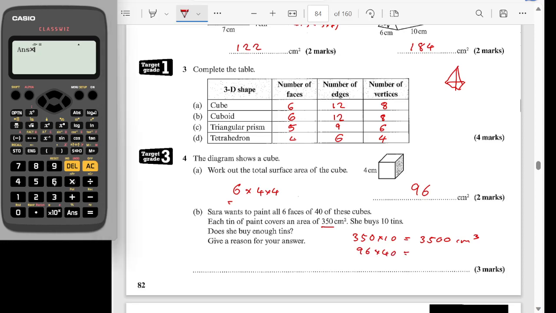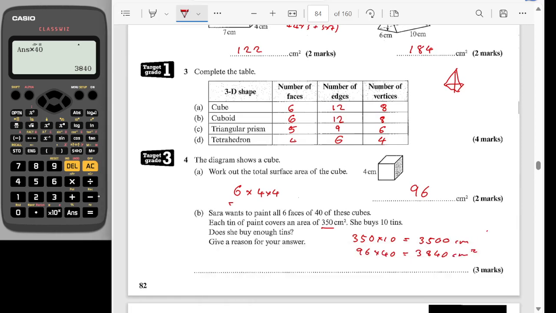So 96 times 40. So she will need to paint 3,840 centimeters cubed, squared even, and that should have been squared as well. So does she have enough? No. So no, as 3,500 centimeters cubed is less than 3,840 centimeters cubed squared.